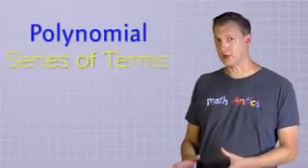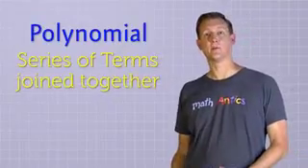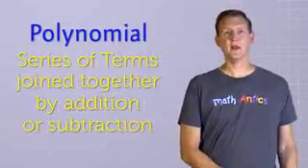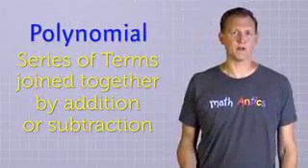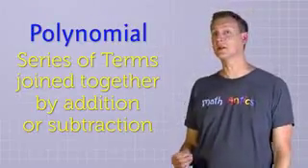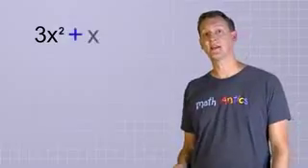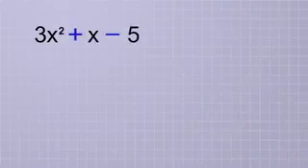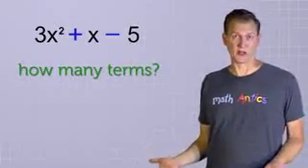Okay, so that's the basic idea of a polynomial. It's a series of terms that are joined together by addition or subtraction. Now, let's see a typical example of a polynomial that will help us learn a little bit more about terms. 3x squared plus x minus 5. How many terms does this polynomial have?